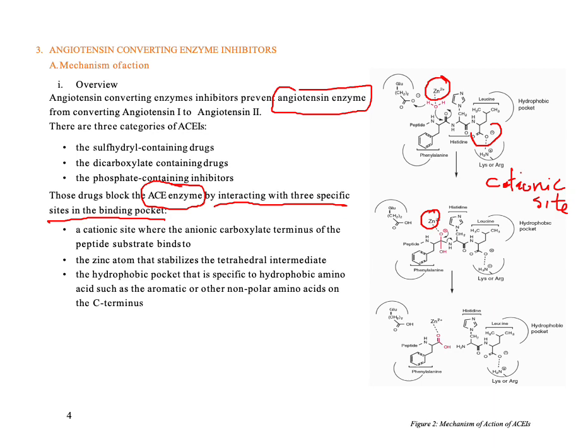And finally, there is a hydrophobic pocket, and that hydrophobic pocket is specific to hydrophobic amino acids. So you're going to have aromatic amino acids and non-polar amino acids on the C terminus. The hydrophobic pocket is right here in this region. Okay, so here we have leucine in that binding pocket. Now, this is an idea of how those ACE inhibitors actually interact with the inside of the enzyme.